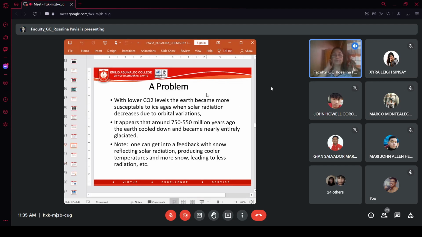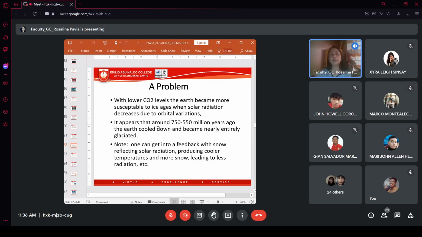But there came a problem. With lower CO2 levels, the Earth became more susceptible to ice ages. Of course, syempre kumunti na yung mga volcanoes na nag-outgas, na-lessen na ngayon yung carbon dioxide that serve as protection ng CO2 from freezing. So with lower CO2 levels, the Earth became more susceptible to ice ages. So that's why may tinatawag tayong ice age before, when solar radiation decreases due to orbital variations.